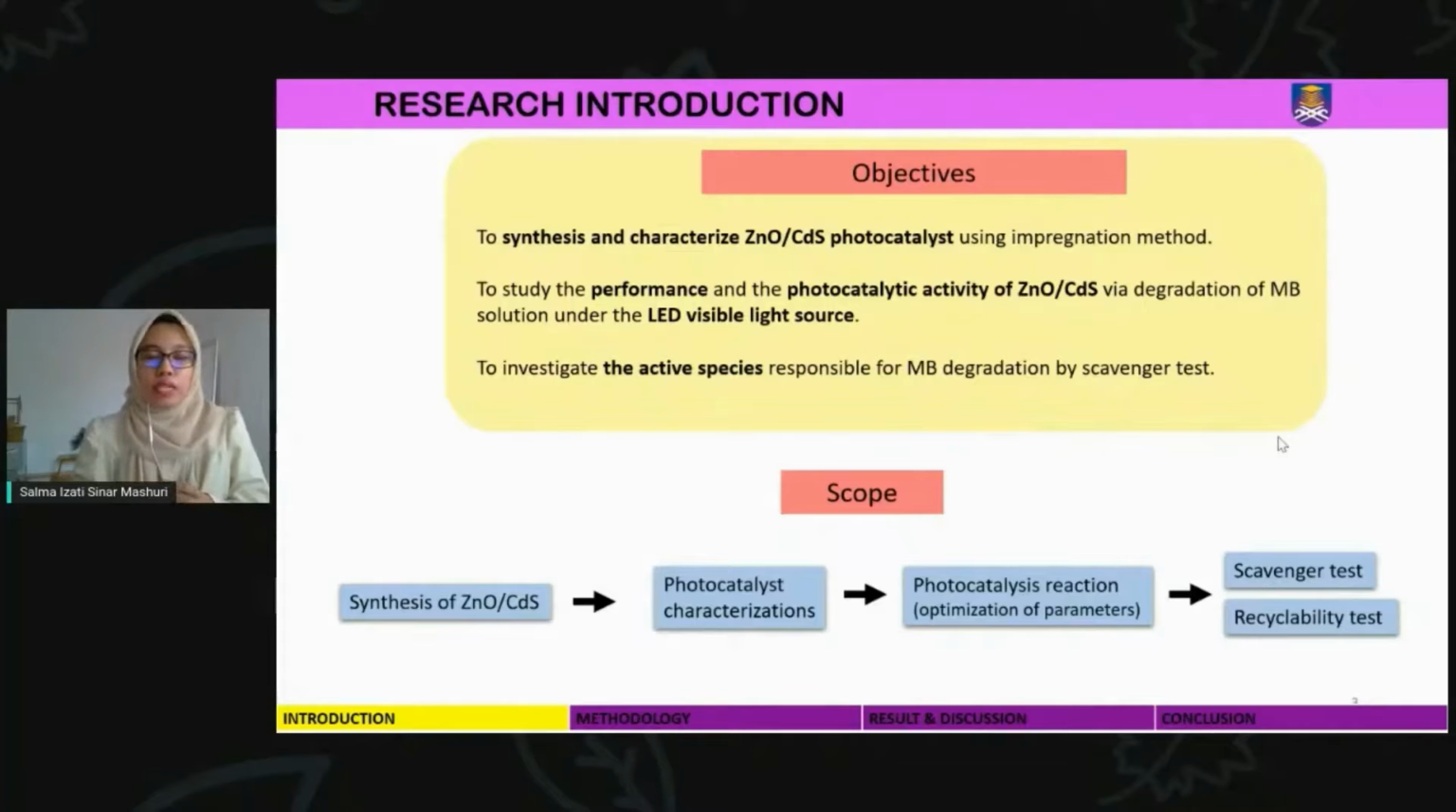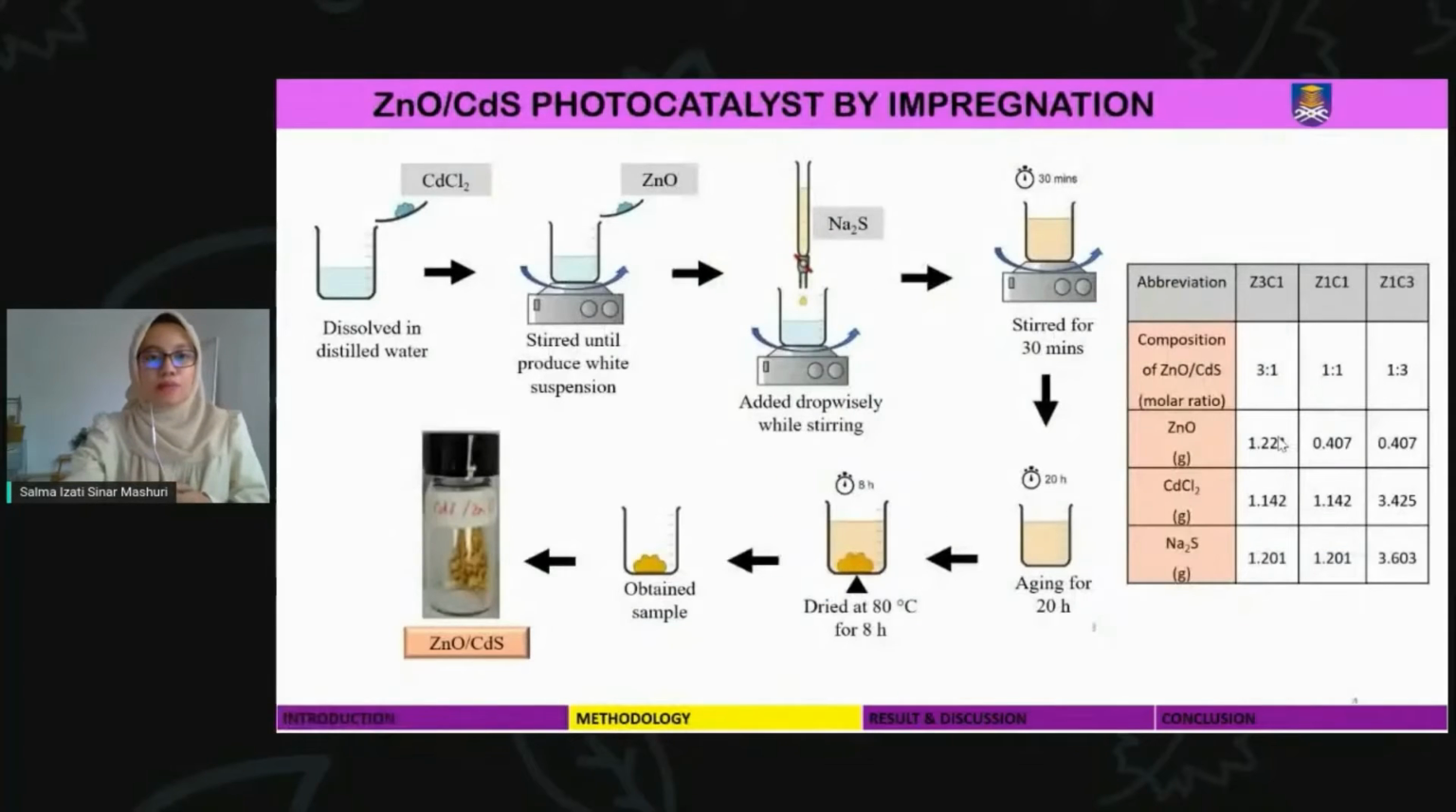For the scope today, we start with synthesis of the photocatalyst, second characterization, next the photocatalysis reaction. We want to know the optimization of parameters, and lastly, the scavenger test and recyclability test. This is the synthesis method of zinc oxide cadmium sulfide by the impregnation method. The composition between zinc oxide and cadmium sulfide in this research was varied.